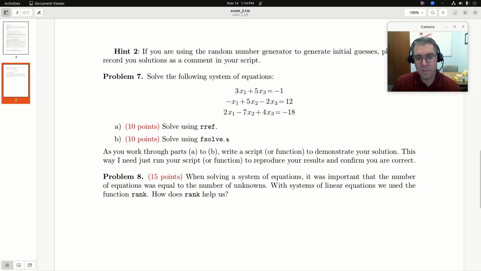And so I'm going to solve it first with rref. What should happen is this is a system of 3 linear equations, so I can use rank to confirm that I have 3 linearly independent equations. And what should be special about my system is I should only have one unique solution. So I'll get this solution working for rref, and then I'll use fsolve to solve as well. All right, let's do it.